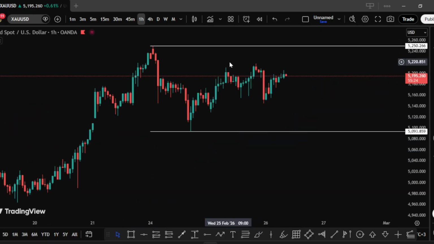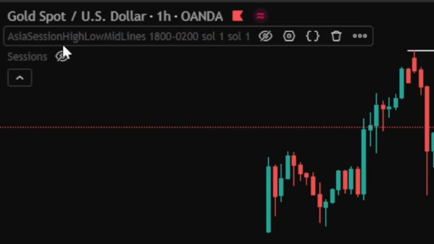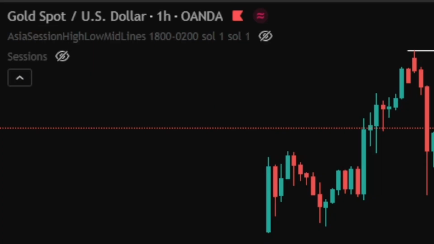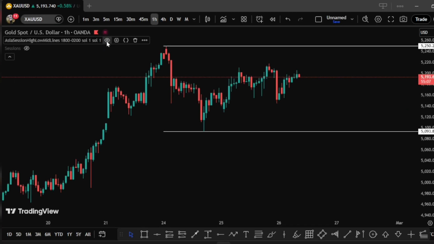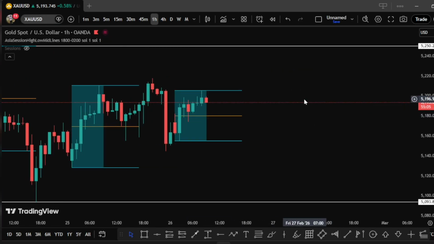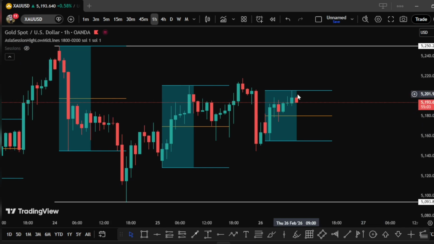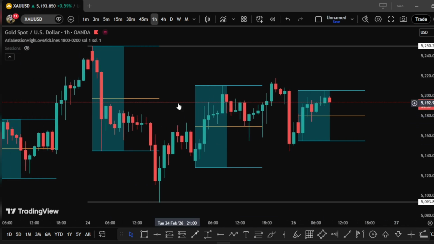Now I want to show you the session highs and session lows. Number one tool that I use, I always start with Asian session high, low, mid lines. You will find this indicator under indicators. Okay, let me show you how it works. This one is for today, and this one is for yesterday. Let us focus on yesterday.